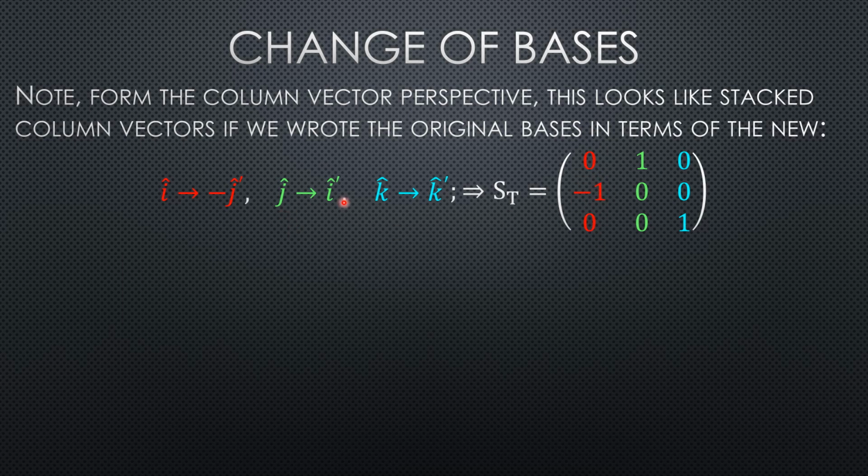J hat came from I hat prime, which is what we see here. So a 1 right there for our second column. K hat stays on top of K hat, so we're good. So in the column vector perspective, this is how we can construct it without having to run through finding the components that way via inspection.